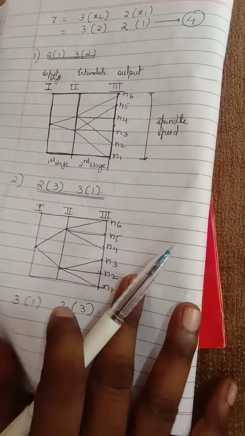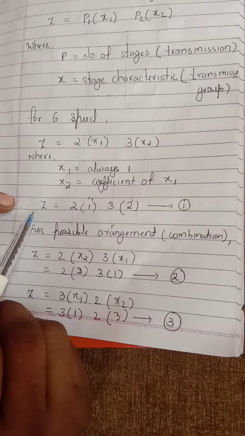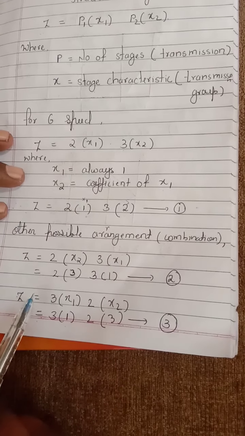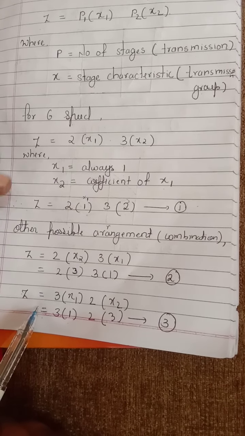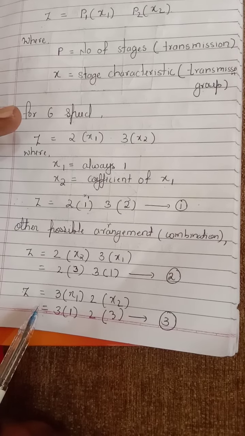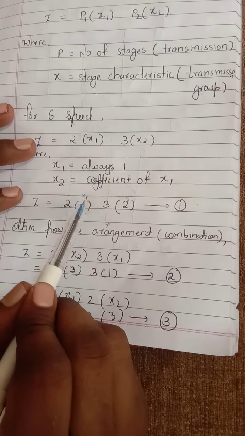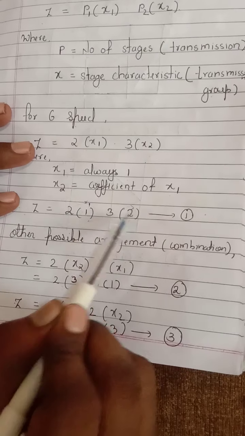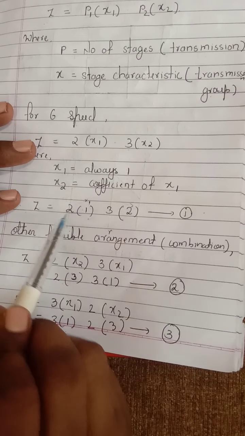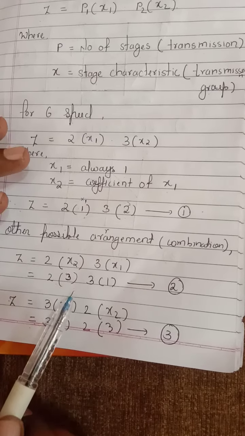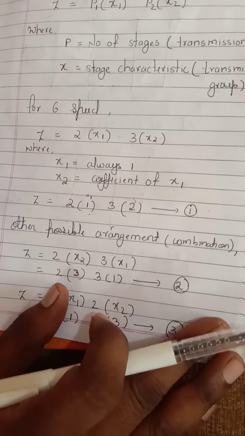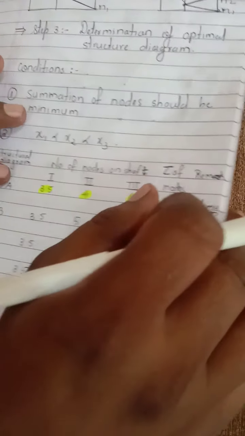So simply, what I did is I have one structural formula in terms of px, and I have written other possible arrangements in terms of shifting x1 and x2, and in terms of shifting p1 and p2. So you can simply go through it, no need to have confusion. So there are these possible arrangements or combinations.